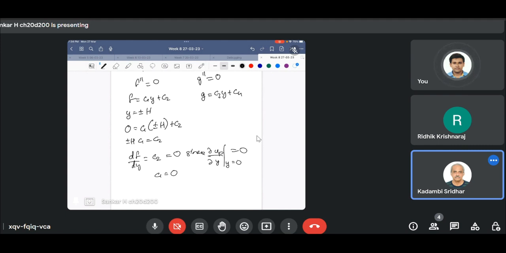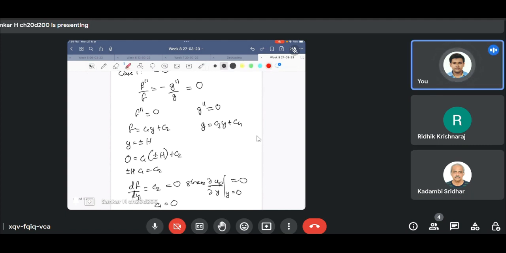Okay, so all I've done is, if I assumed f double dash by f to be 0, then I'll get f double dash to be 0. Therefore, I just integrated this twice. F double dash equal to 0 implies that f dash is equal to c1 and f is equal to c1y plus c2.